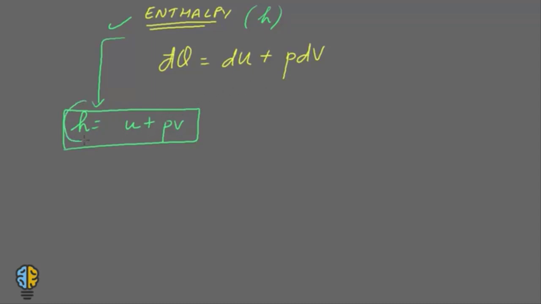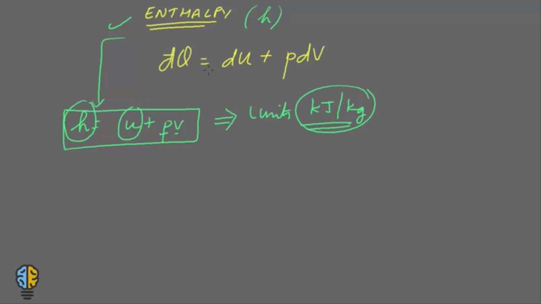Now this is basically an intensive property of the system. So H is an intensive property, okay, where U is the internal energy, P is the pressure and V is the volume. So being an intensive property, the units of enthalpy would be kilojoule per kg. Okay, so this is a point worth noting down.